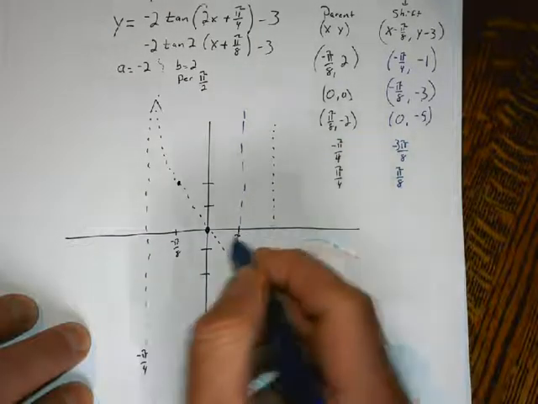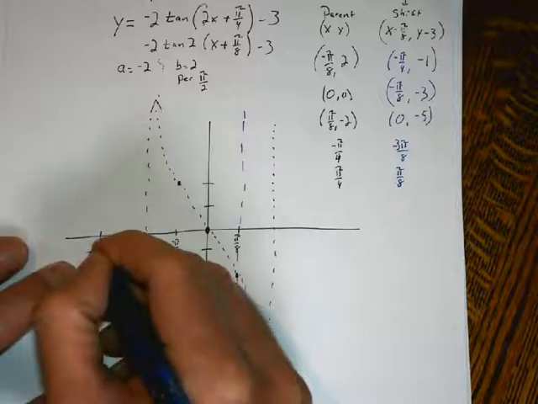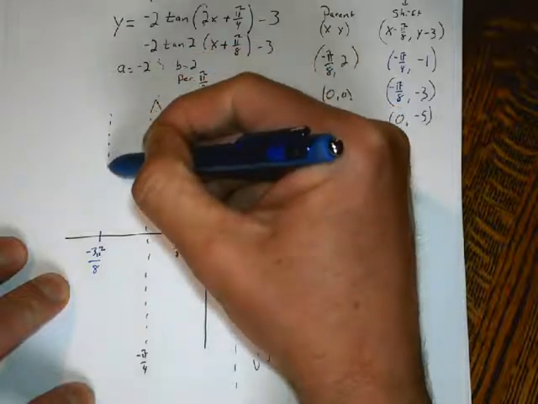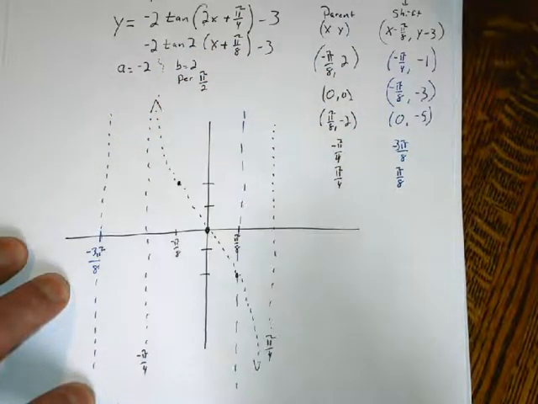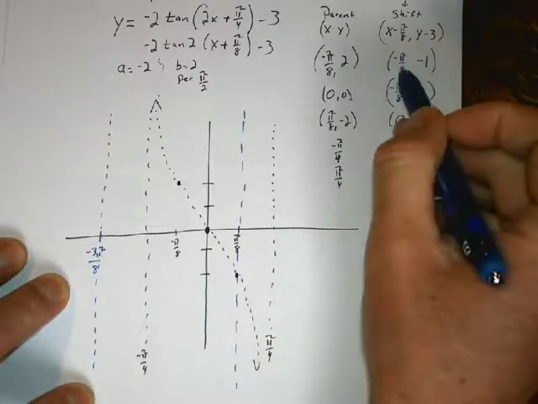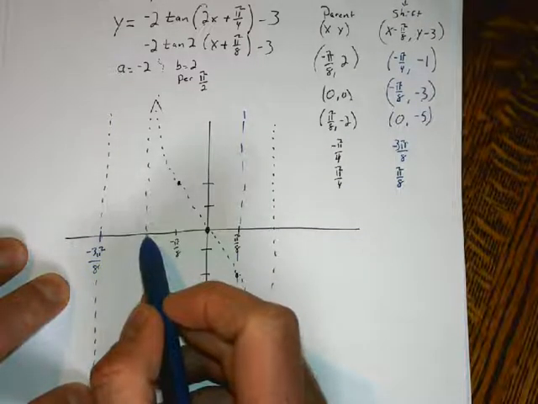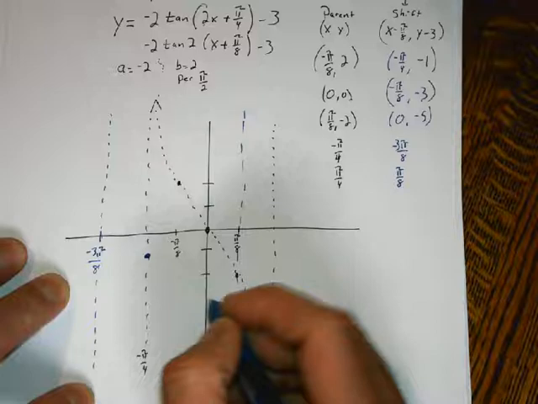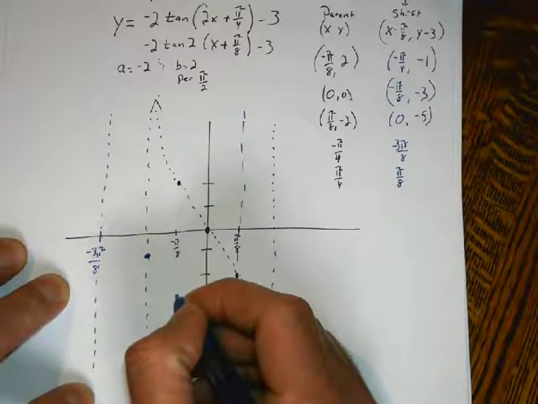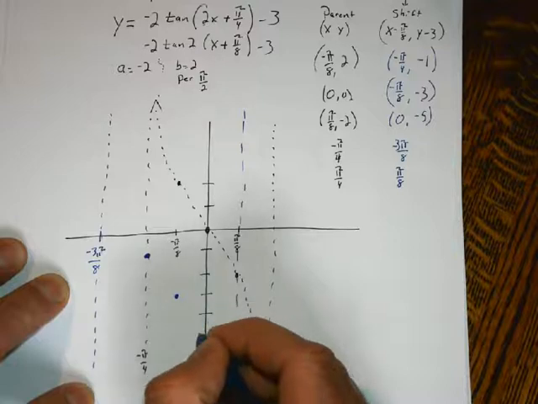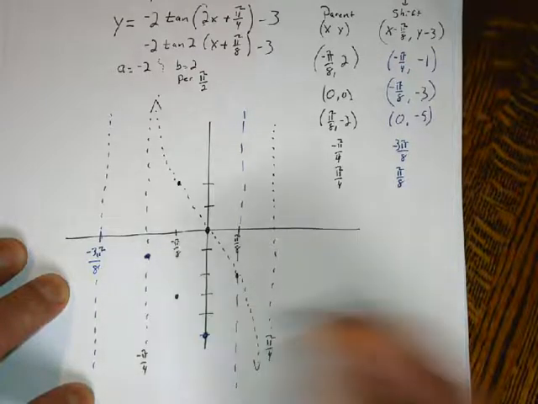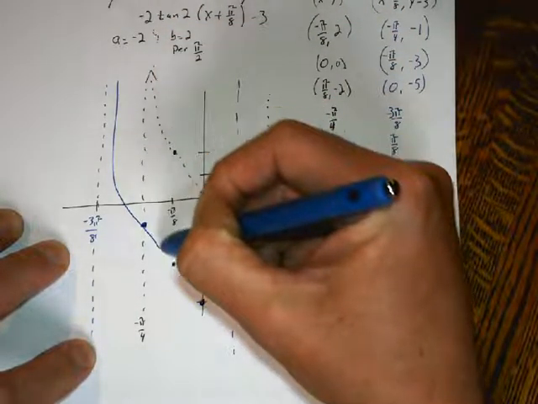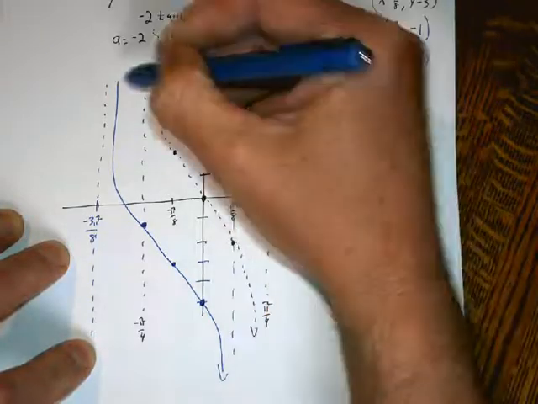3 pi over 8, I just have to make another marking for it. Negative 3 pi over 8. And again, throw in my asymptotes. Okay. Now we go from ordered pairs. Negative pi over 4, negative 1, negative pi over 8, negative 3, and 0, negative 5. Now this curve is technically there, so now I'm going to draw the solid line. And go from there. Okay.